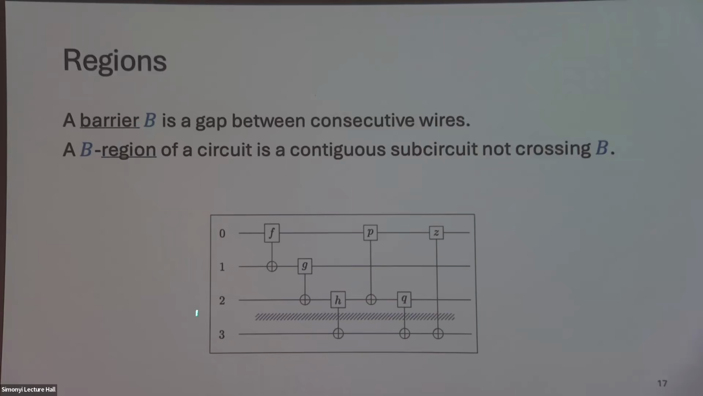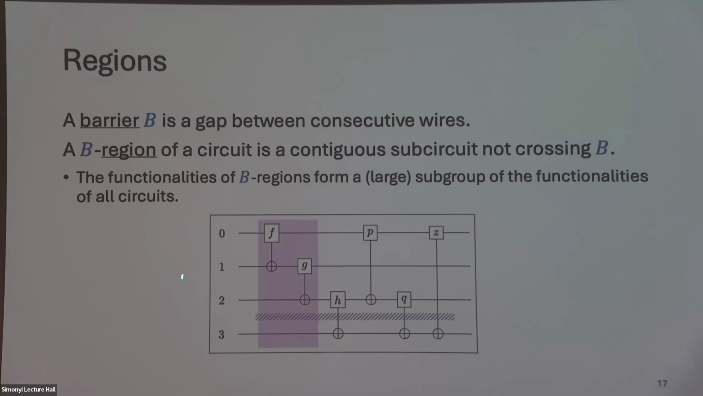So for instance, here's a circuit, here's a barrier, it's this purple shaded region, and these first 2 gates are next to each other and neither of them crosses this purple shaded region. So I'm going to say that these 2 gates form a region, okay?